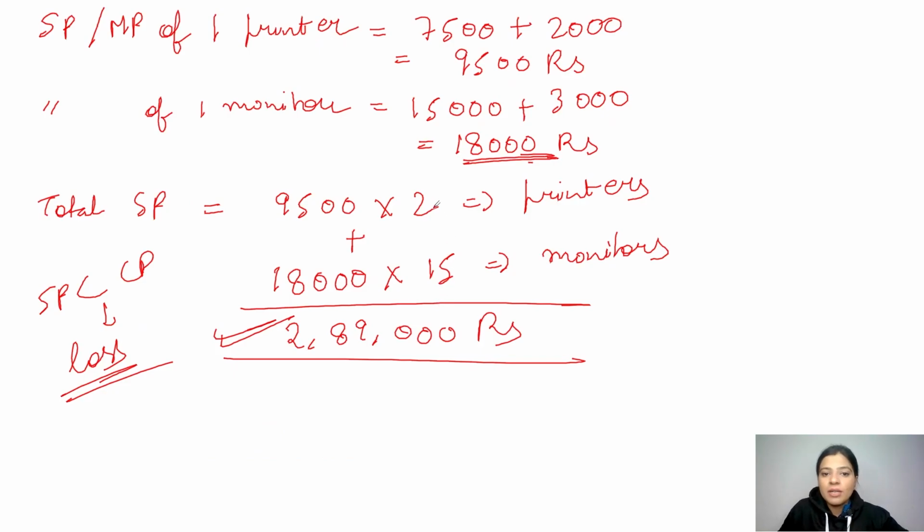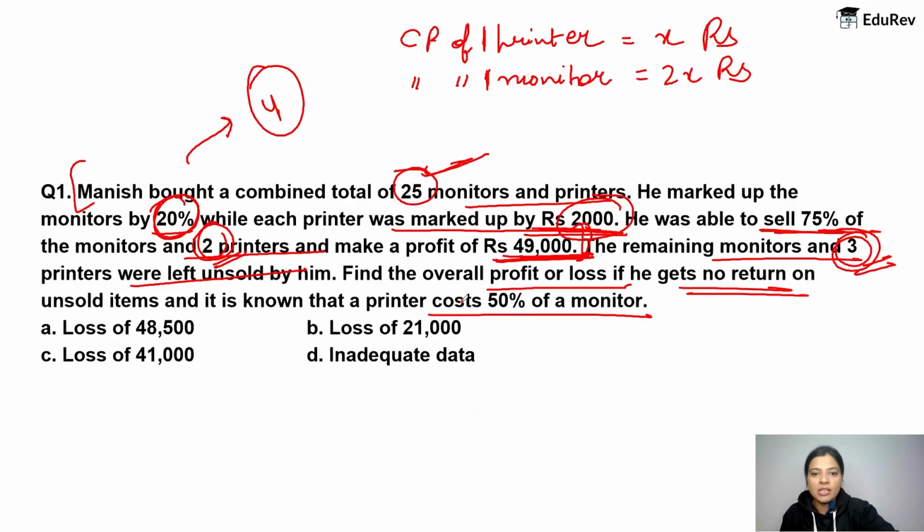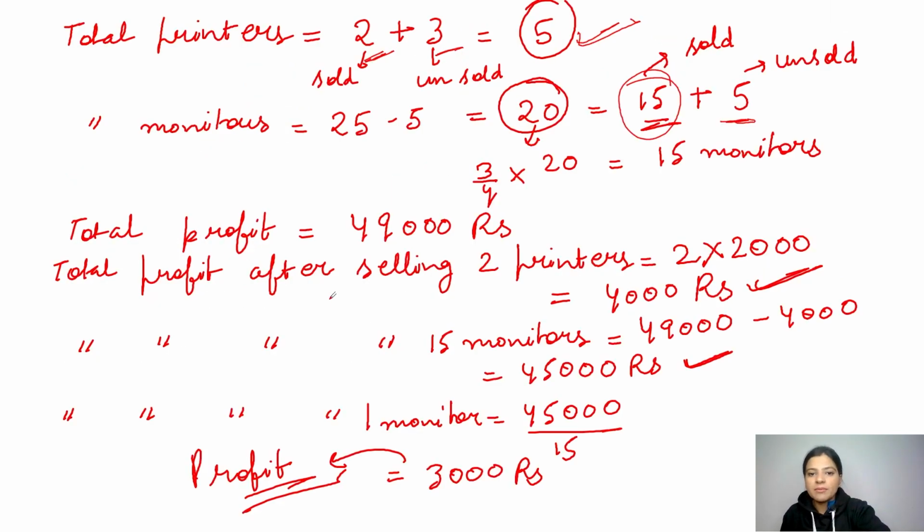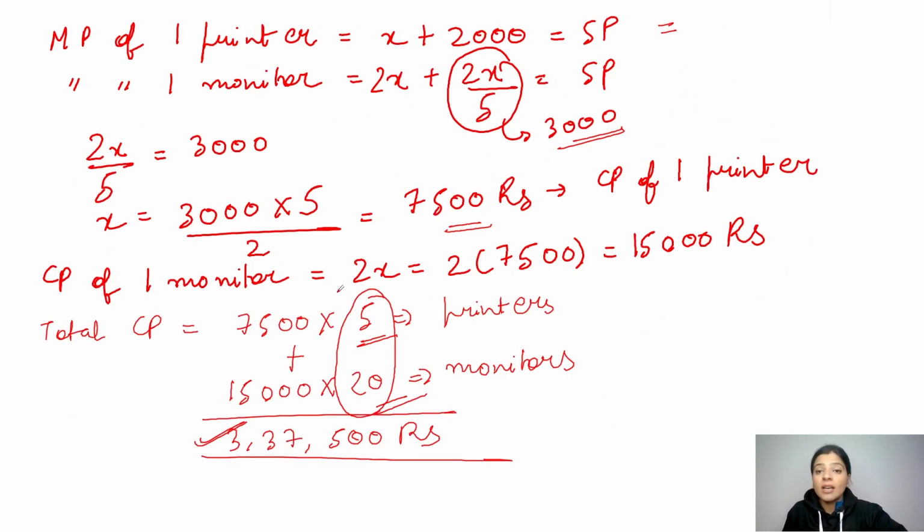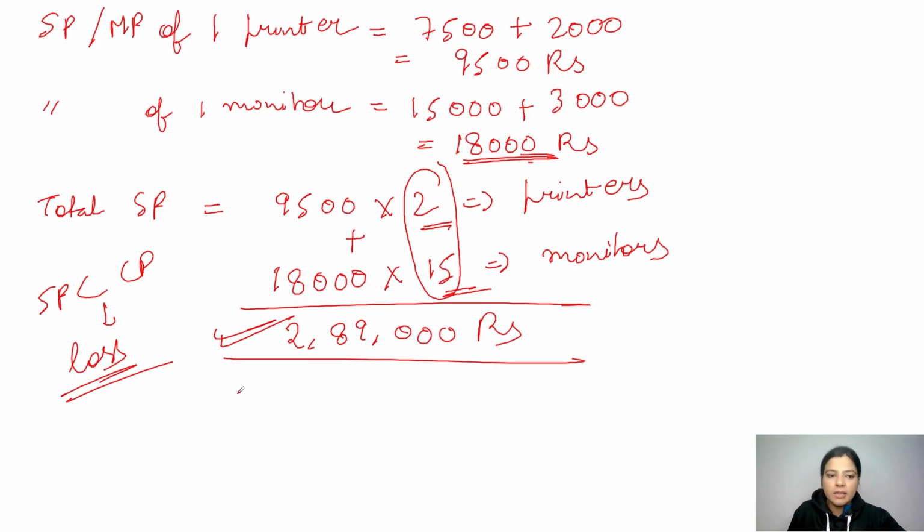So when we calculate SP, we will not take into account all the 25 articles. Rather, we'll take into account only 17 articles that he was able to sell. That were 2 printers and 15 monitors. This is something you have to take care of here, because it is very clearly mentioned that he gets no return on the unsold items. So those unsold items went as his dead stock. But yes, he had invested in them. So they will be calculated in the CP, but they won't be calculated in the SP.